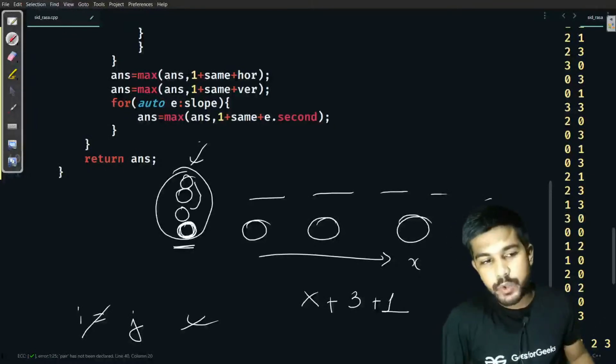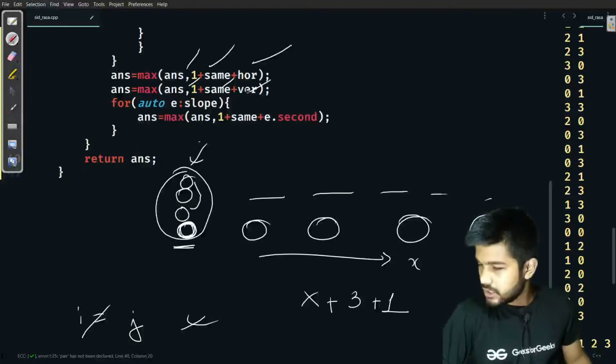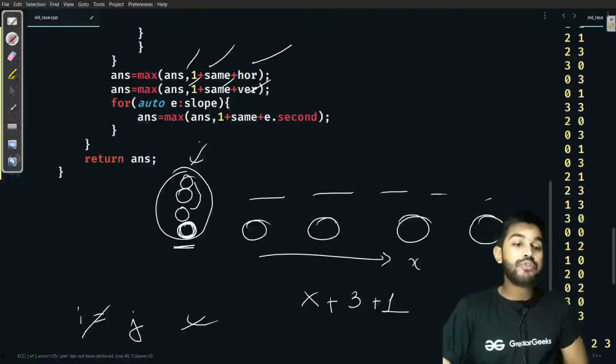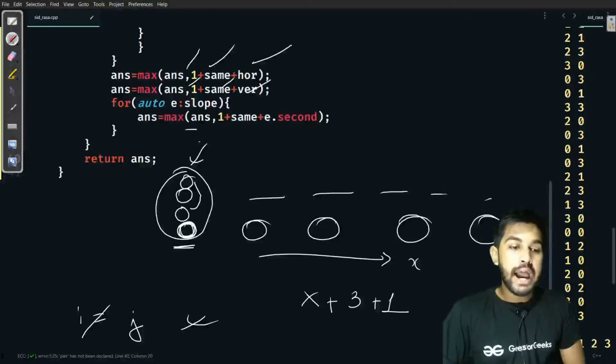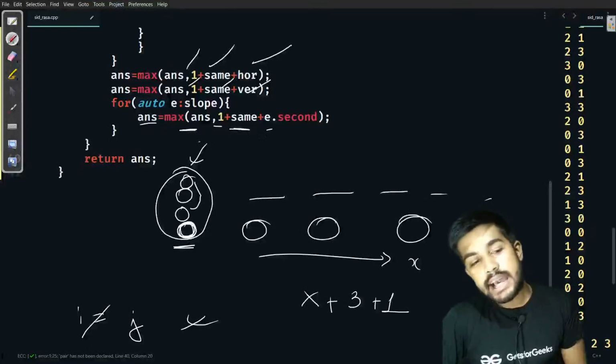And that's what I am doing. 1 plus same plus horizontal. 1 plus same plus vertical. Good to go. Now we would do the same thing for the slope also. Answer, we are comparing it with the maximum value. 1 plus same thing, and then the answer.